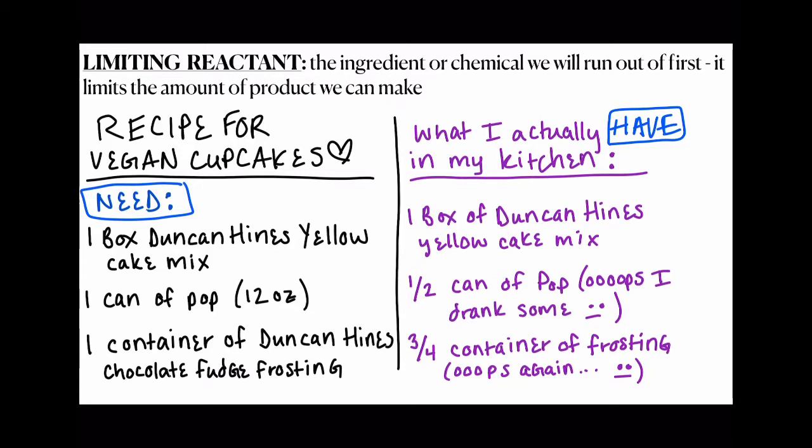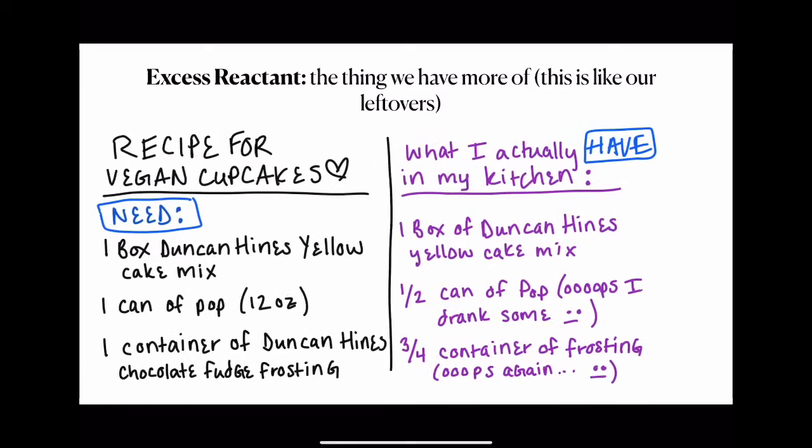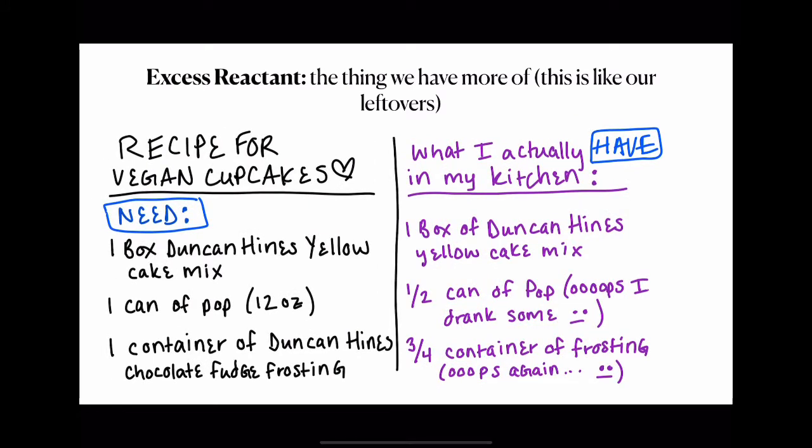But look at what I actually have in my kitchen. Not enough stuff. I only have half a can of pop and 3/4 of a container of frosting. Oops. So the excess reactant is what we're going to have left over. Just like the limiting reactant is what we're going to run out of, the other thing you're going to have left over, and that's the excess reactant.